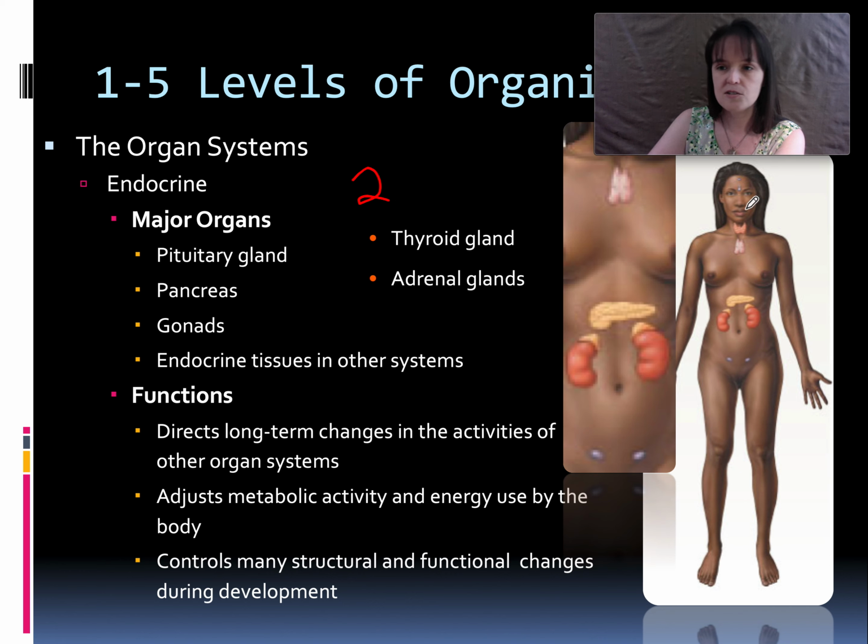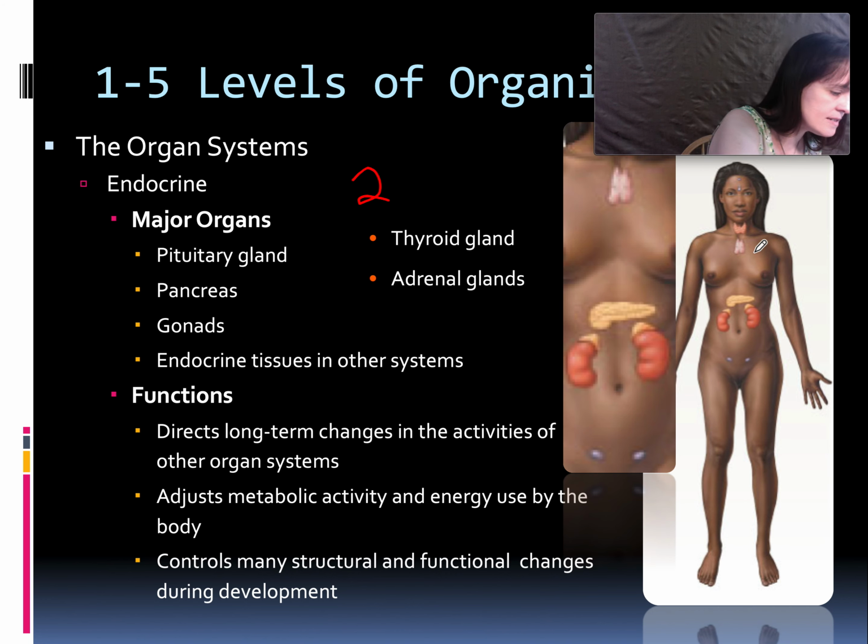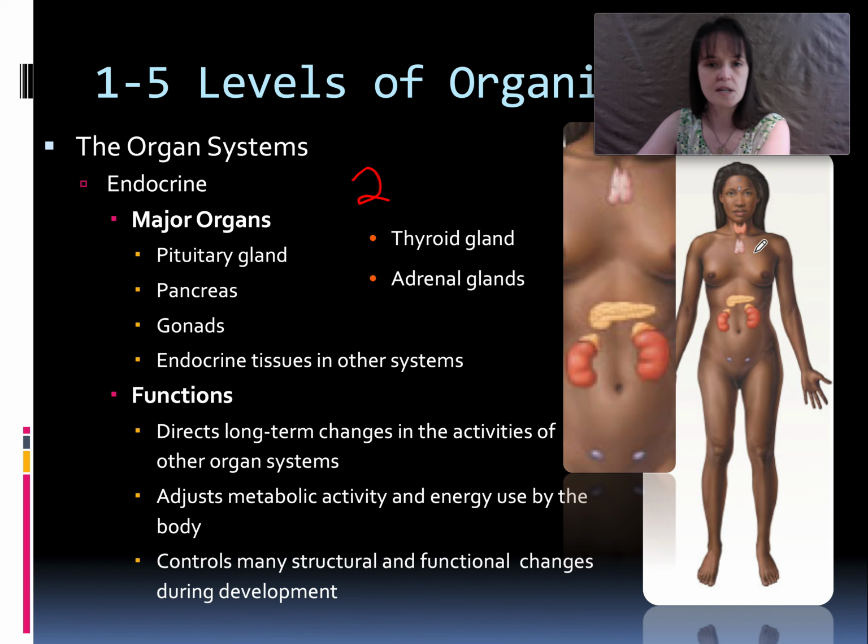And that includes all of the endocrine glands. We've got the pituitary gland, the pancreas, the gonads, the thyroid gland, the adrenal glands, and here's, is that maybe the only picture of the thymus in your entire book?